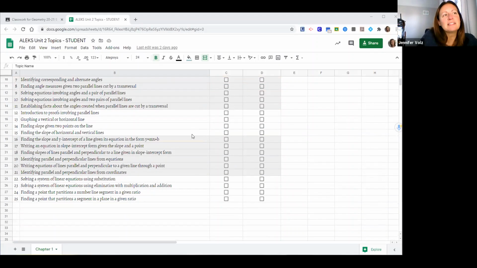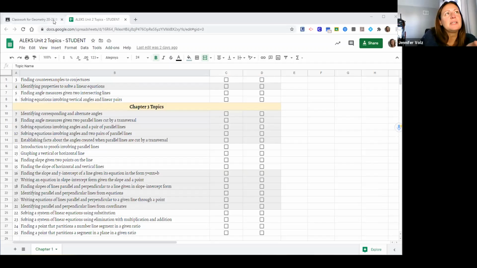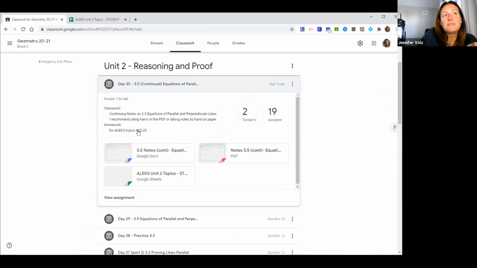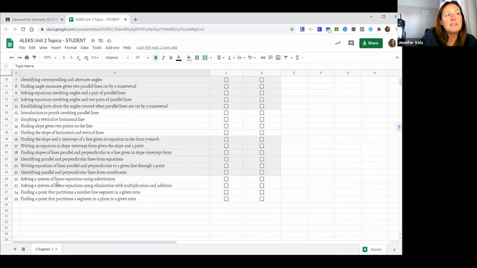But anyway, you've got the list of topics here. I would like you tonight to go in and try to find topics 22 to 25, which are solving a system to get more practice back from algebra using substitution, solving a system with elimination, and then finding points that partition a number line into segments, okay? Just like in a given ratio, just like I just showed you. So these are the 4 topics I would like you to try to find in Alex.